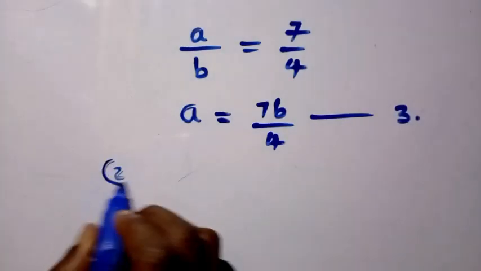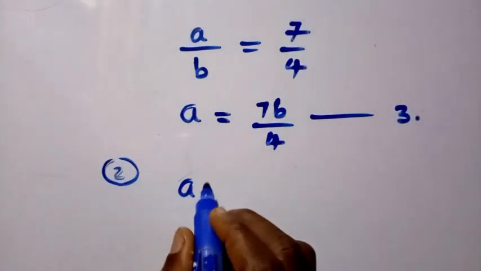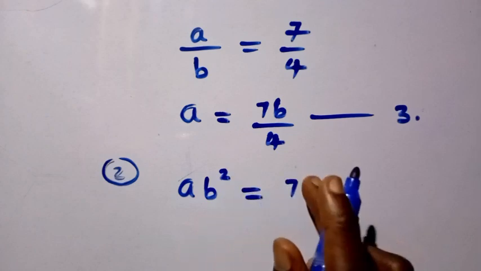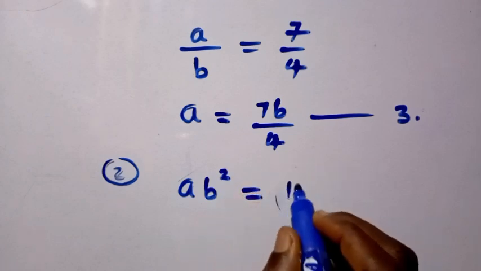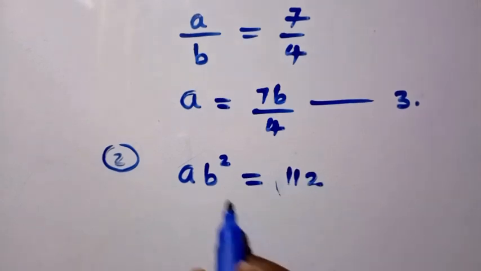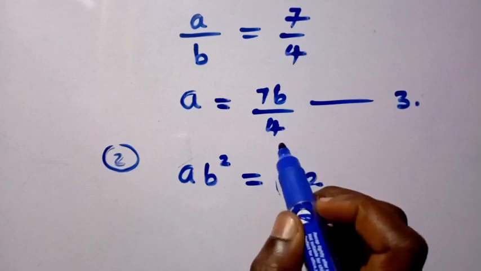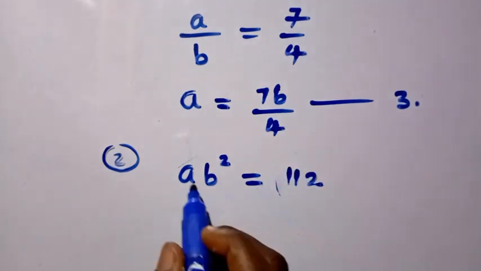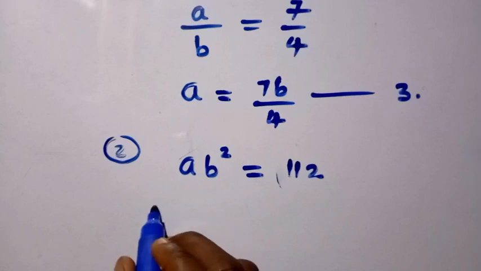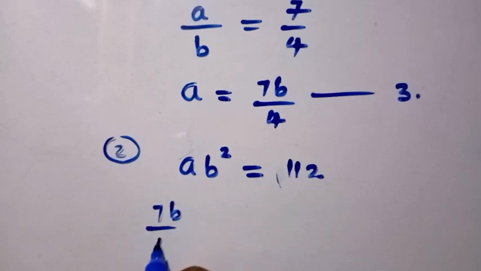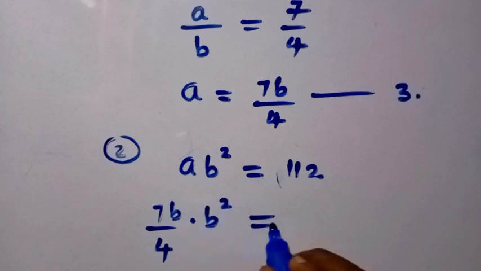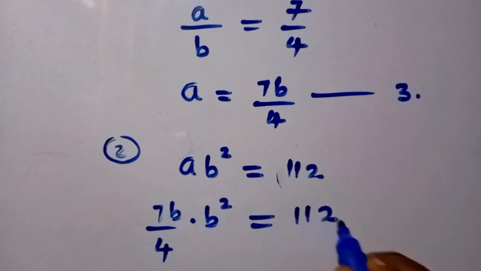From equation 2, we have ab squared equals 112. And we have gotten a from equation 3 as 7b over 4. Let's substitute it in this equation 2. We have 7b divided by 4 multiplied by b squared equals 112.